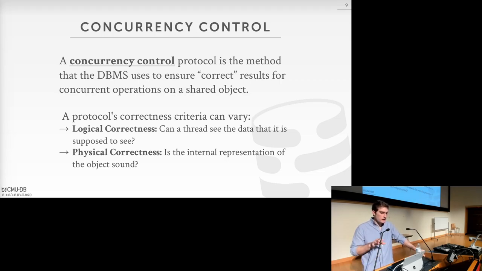At the physical level, we're actually talking at a little bit lower level, and we really mean to protect the internal representation of the object. So things like the pointers in the DBMS, or the layout of a tuple and the keys and the values in a tuple, that kind of stuff. We want to make sure all of that is protected and doesn't get corrupted by concurrent modifications. Things like, if you wind up with a pointer to an empty or an invalid page, that's bad because you're going to wind up with a seg fault or reading wrong data or something like that.